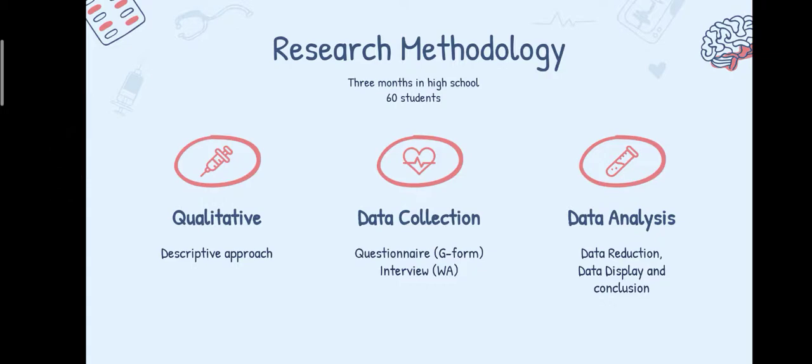Now we move to research methodology. This research was done for 3 months in a high school with a sample of 60 students in classes 10, 11, and 12. The kind of research is qualitative research using a descriptive approach. Data collection used a questionnaire delivered by Google Form and an interview for selected students by using WhatsApp conference. Data analysis used data reduction, data display, and conclusion.